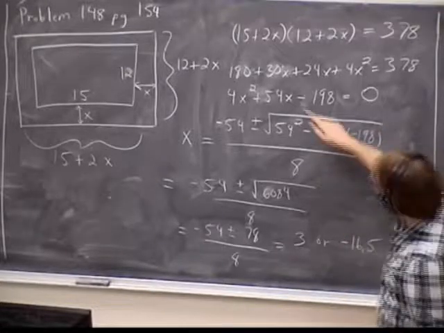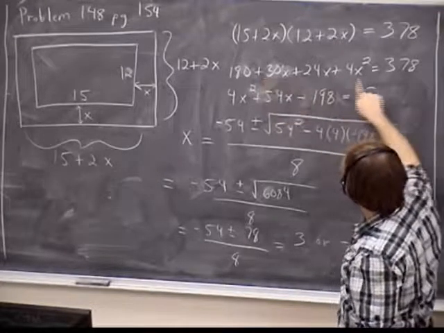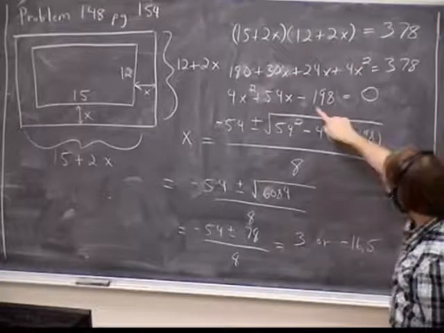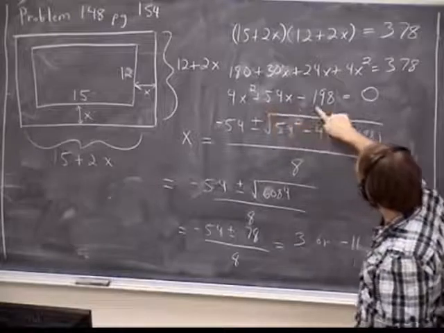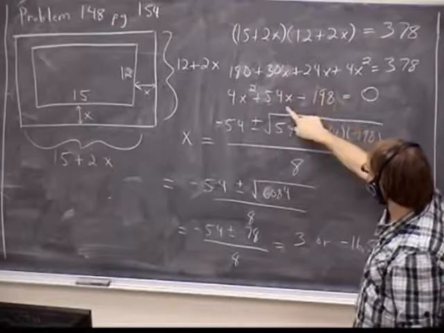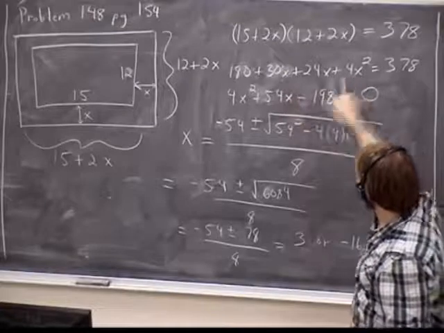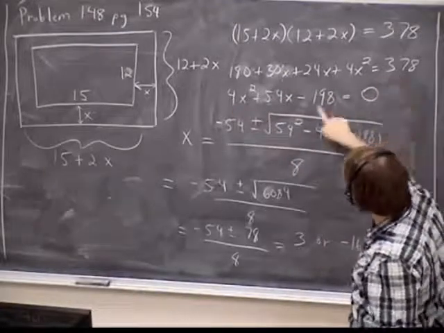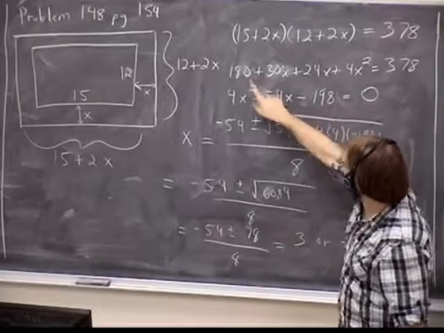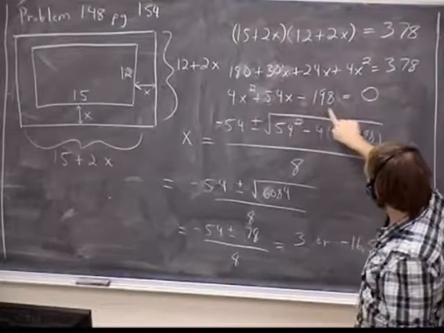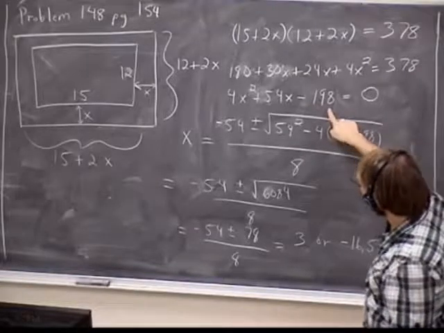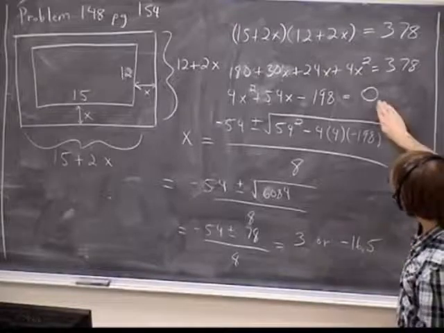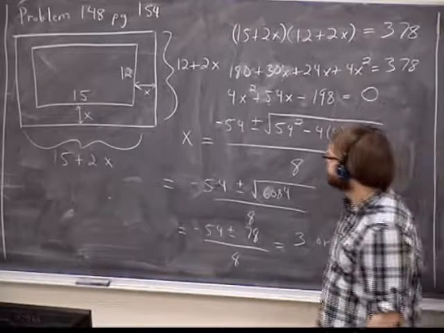Okay, so here I've FOILed out this expression. And on the next line, I've made some simplifications. I've added the 30x and the 24x. The 4x squared just came down here. And now I've subtracted the 378 over to this side. 180 minus 378 is 198. And I did that because I want to use the quadratic equation. In order to use the quadratic equation, I have to have 0 on one side of my equation.